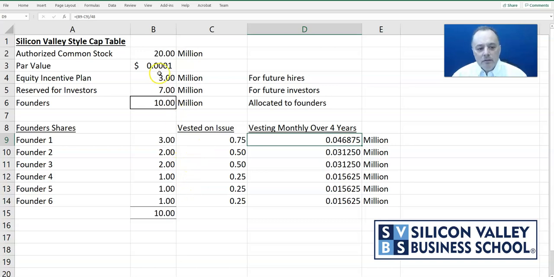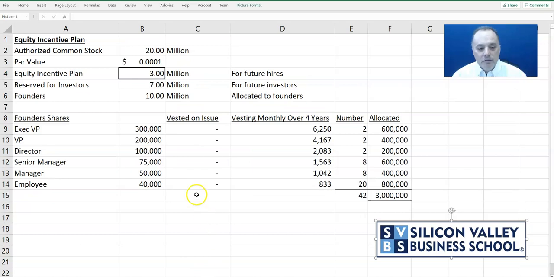All right, so let's now look at the equity incentive plan. Typically, after the founders have been issued their 10 million shares, you will form an equity incentive plan. Actually, venture capital investors usually require this from startup companies. So you would allocate something like 3 million shares to an equity incentive plan. It says 20 million. Yes, 3 million is about right. Sometimes they ask for a minimum of 15% in an equity incentive plan, or even 20%. So it might be 3 to 4 million shares in an equity incentive plan.